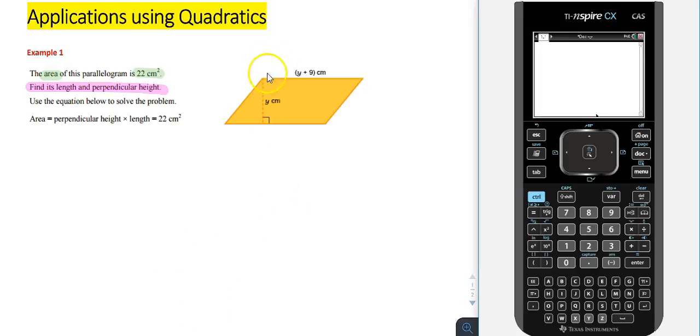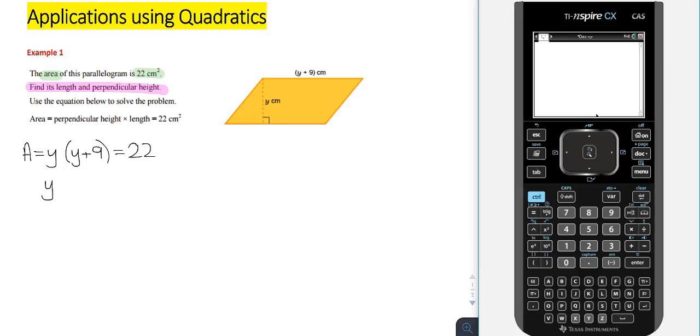So this one here is our perpendicular height, and this is our length. So y is perpendicular height, y plus 9 is length. So we're going to straight substitute that into a formula. So A is equal to y times y plus 9, which is equal to 22.